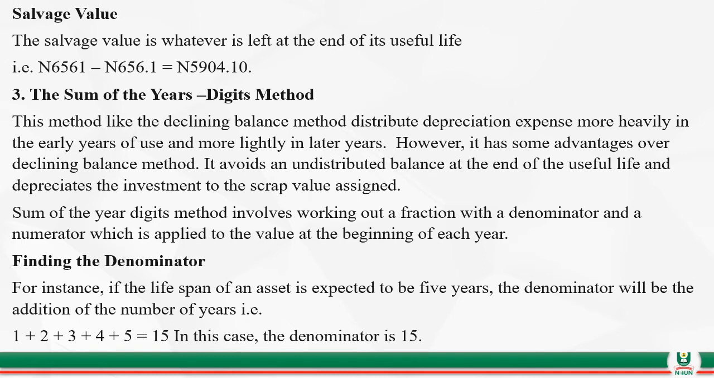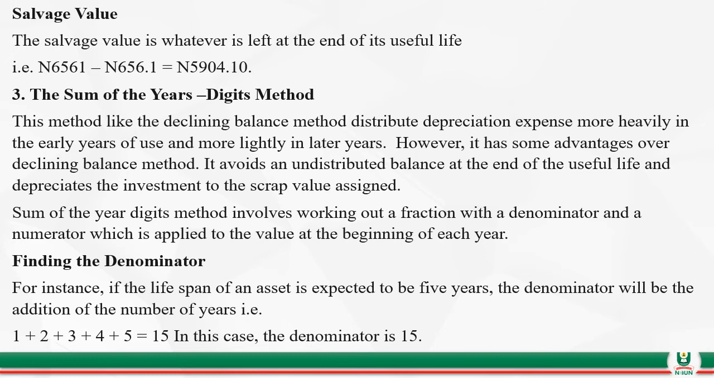Then the sum of the years' digit method. This method is just like the declining balance method in distributing depreciation. Like the declining balance method, it distributes the depreciation expense more heavily in the early years of use and more lightly in the later years. However, it has some advantage over the declining balance method. It avoids an undepreciated balance at the end of the useful life, and it depreciates the investment to the scrap value assigned.